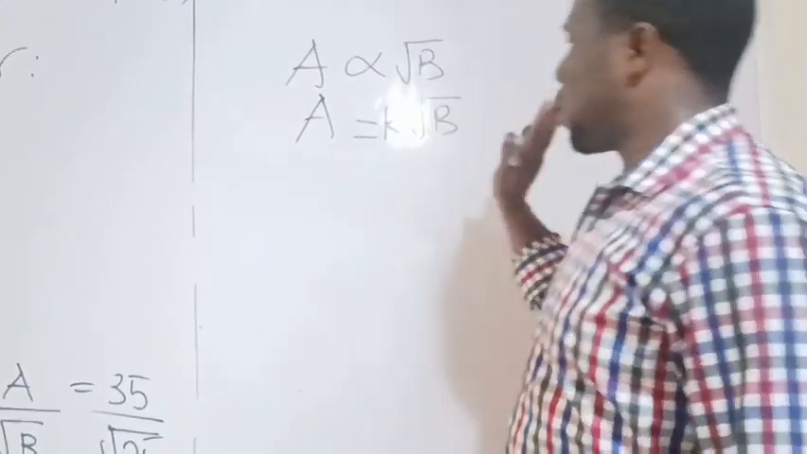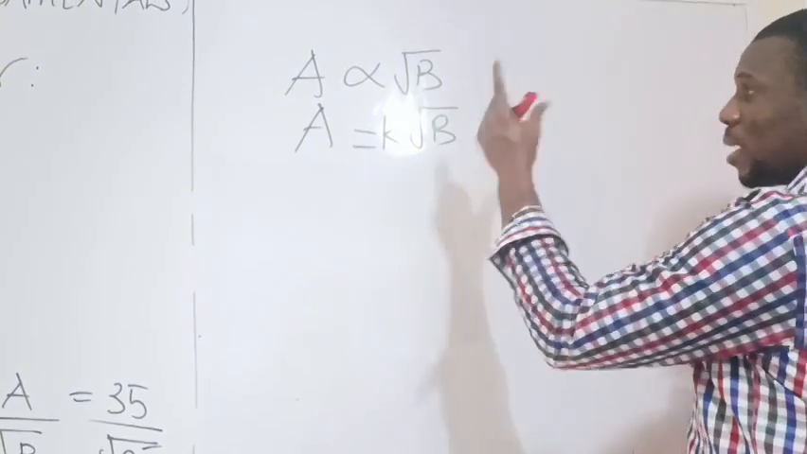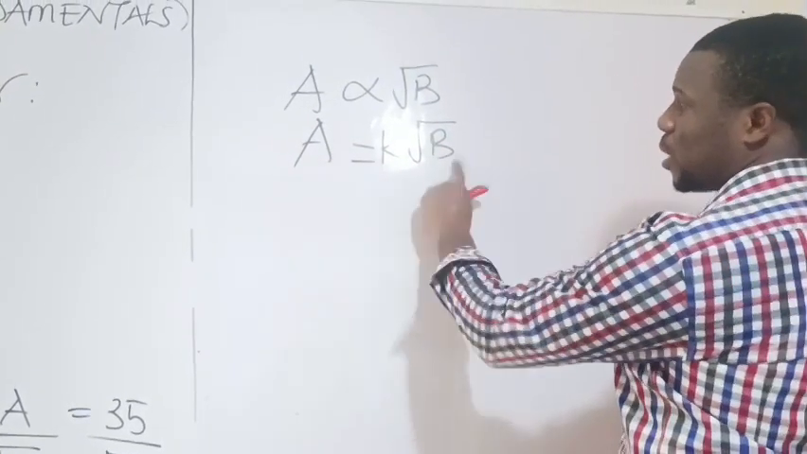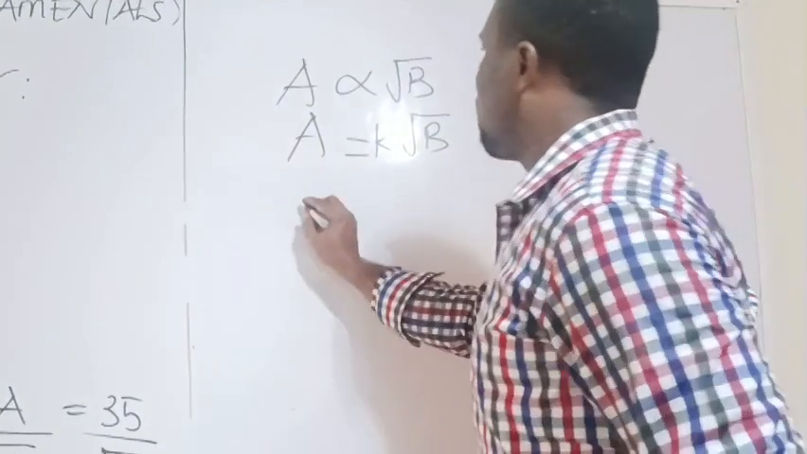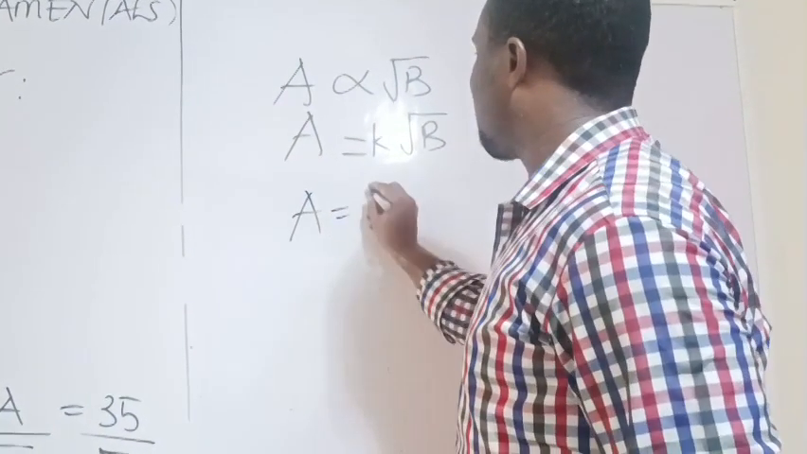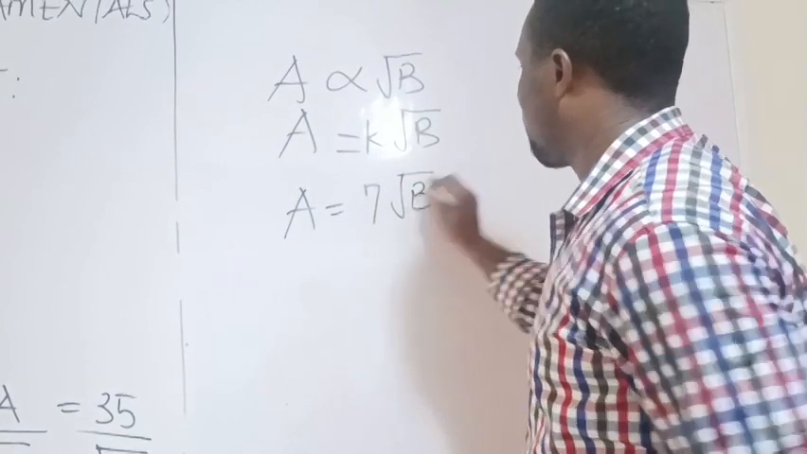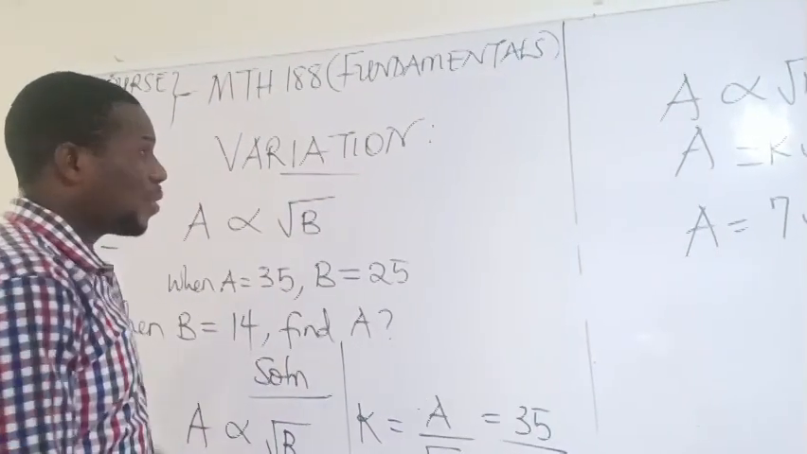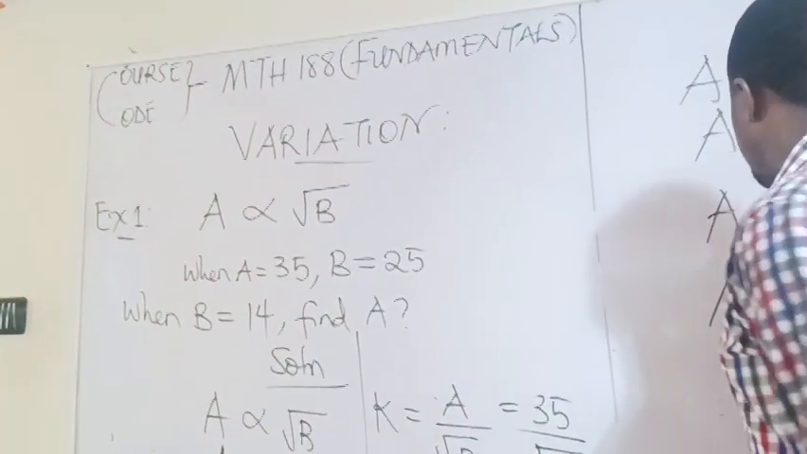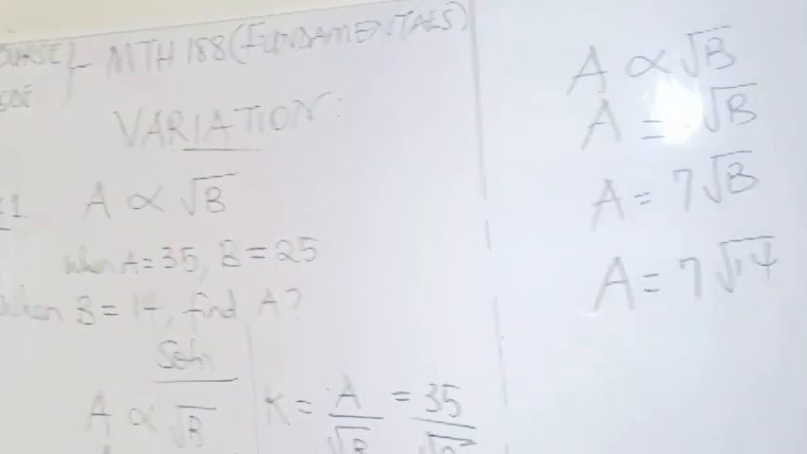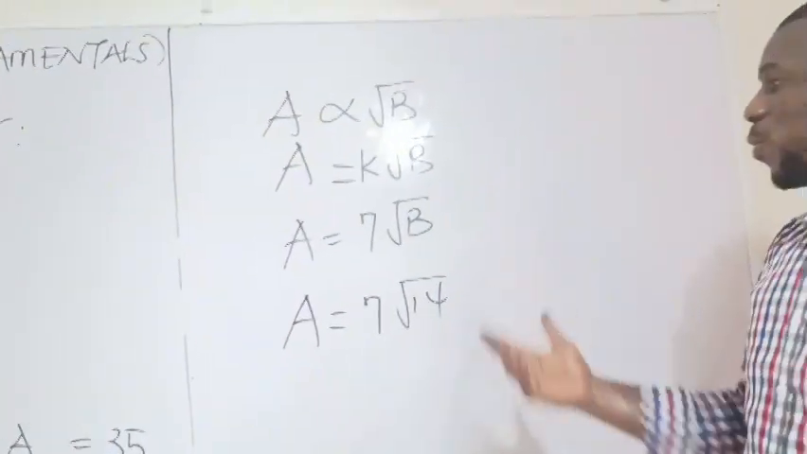Now I could write this mathematically, or the function that relates A to B, which is the formula, is simply A is equals to, my constant is 7, times root B. That's it. Now from the second pair, the second statement, B is given to be 14. So A is equals to 7 times the square root of 14, right? So we are asked to find A.